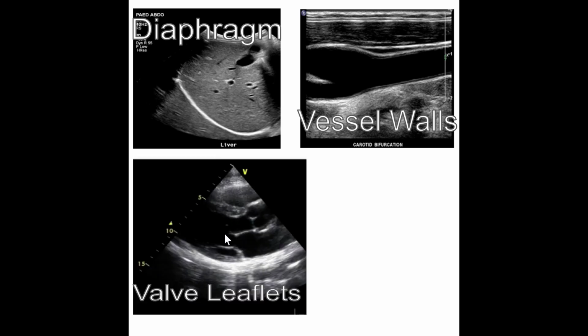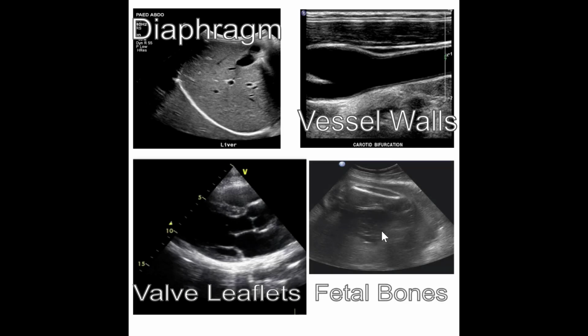Valve leaflets are specular reflectors. We can see the valves here. And fetal bones are another example of specular reflectors. One thing I want to point out about all of these pictures is that look at how the sound is traveling into the body in connection to that specular reflector. In our diaphragm example, sound is traveling perpendicular to the diaphragm. Same with the vessel, sound is traveling basically perpendicular. On these valve leaflets, basically perpendicular. So the more perpendicular that our specular reflectors sit within the sound beams, the stronger their echoes are going to be.